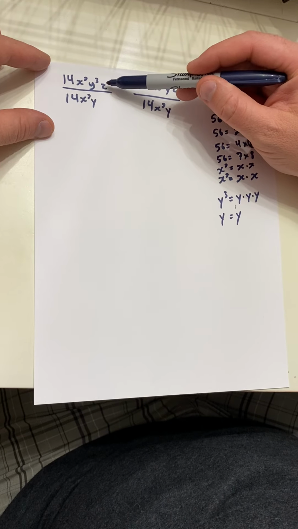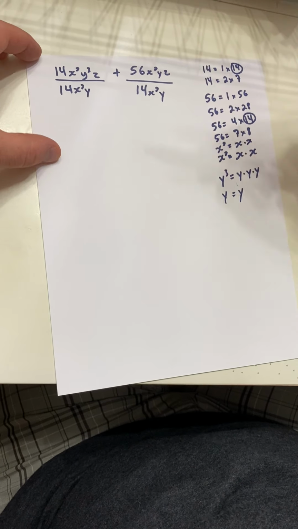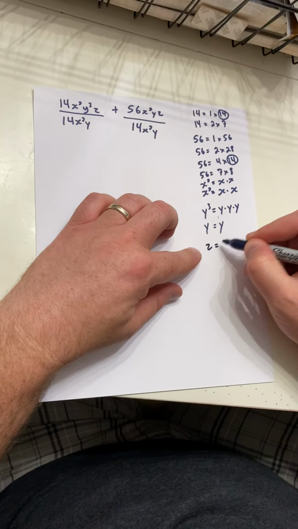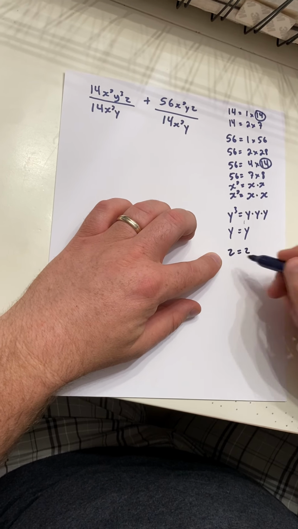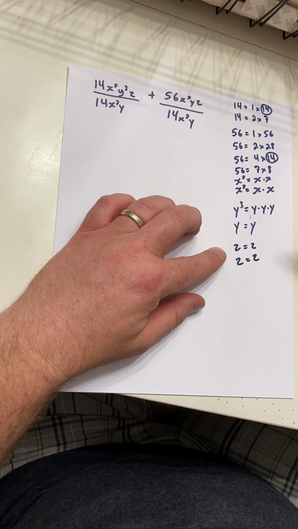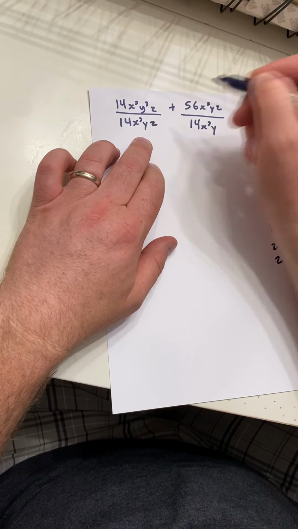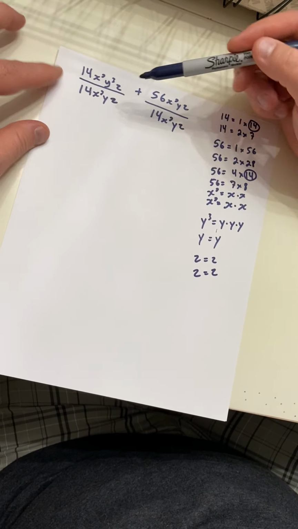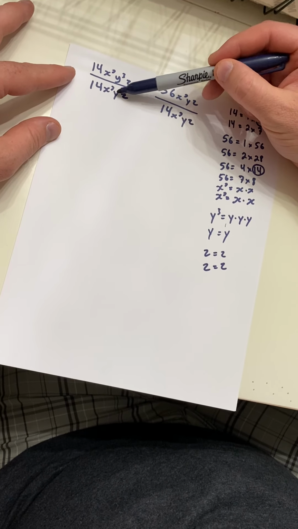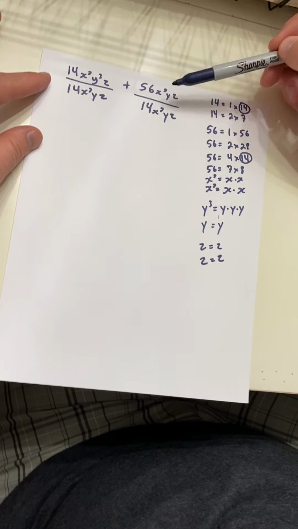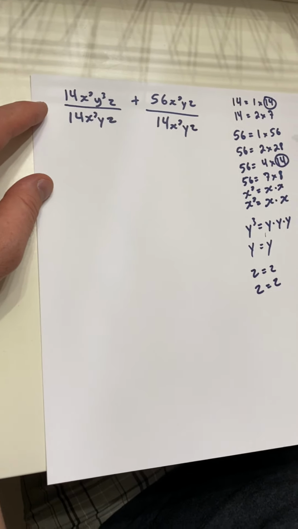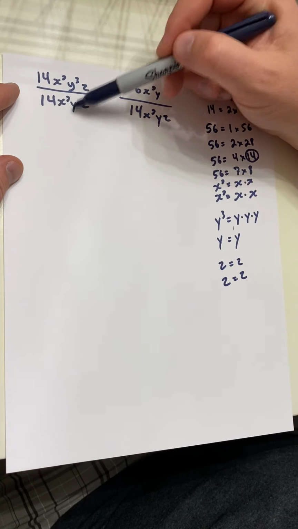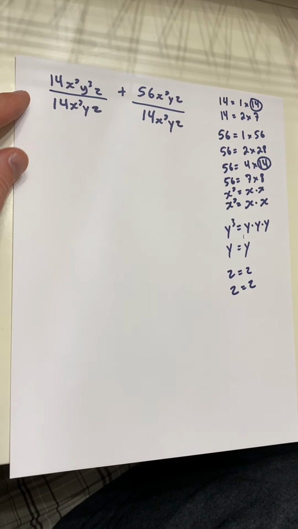The last one I'm looking for the greatest common factor is z and z. Well, for this one, z is just z. For that one, z is z. So I'm going to divide them both by 14 x squared y z, because that is the greatest common factor of both of them.